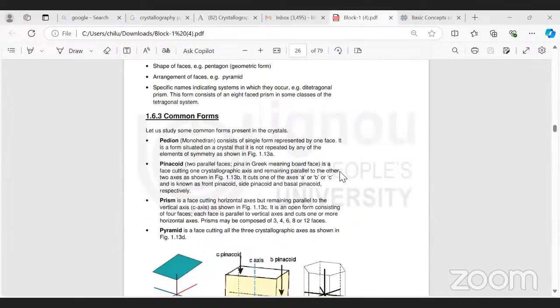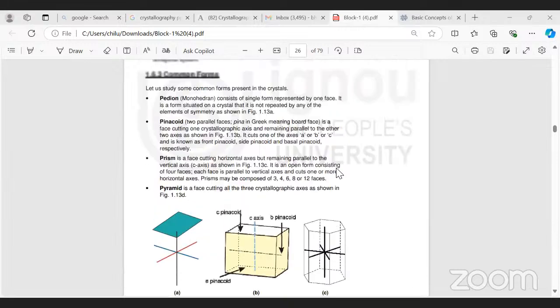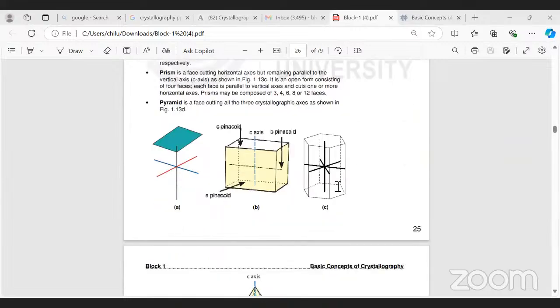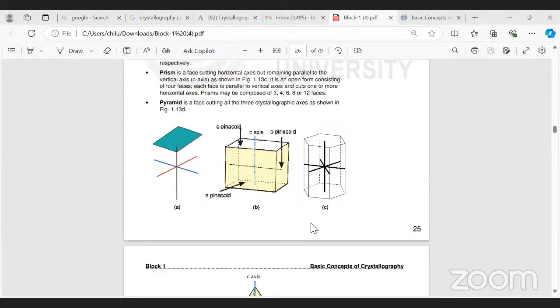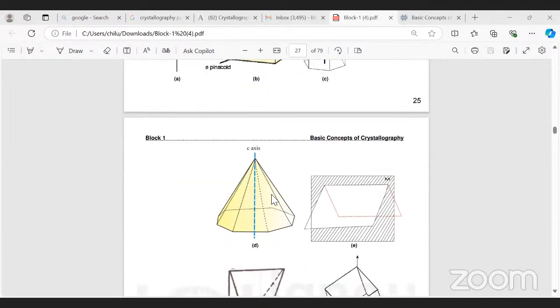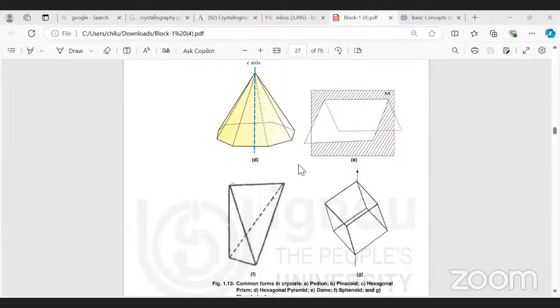Here are some common forms. One is the monohedron, known as a pedion. The second has two faces and is known as a pinacoid. Third one is a prism. This is a pinacoid, bipinacoid, and the fourth one is a pyramid, like a dome structure on top.